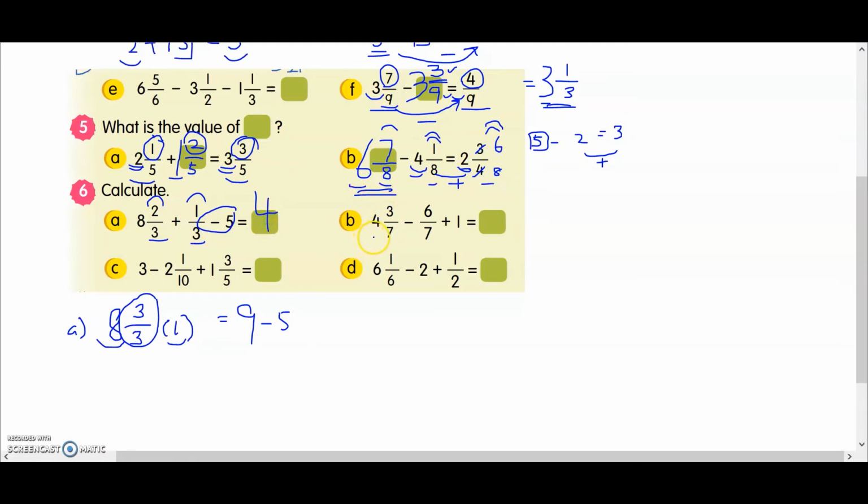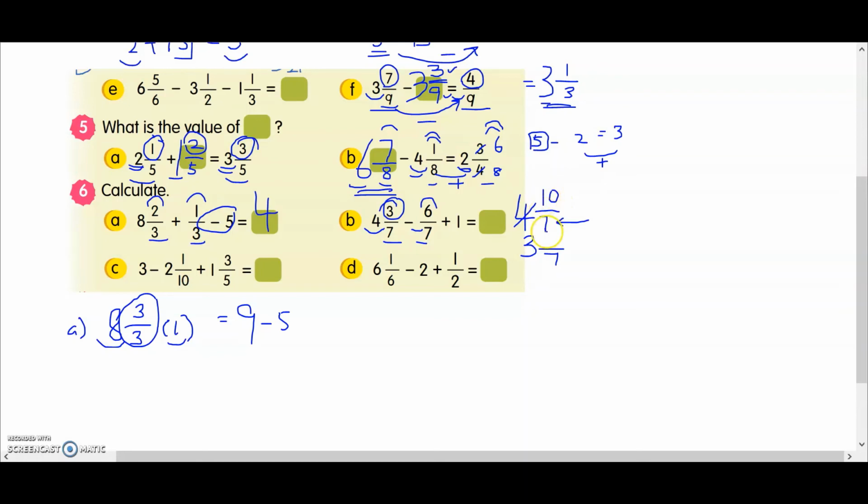Okay, B. 4 minus nothing is 4. 7 remains. 3 cannot minus 6. So what we do, we borrow from the round number. So the round number becomes 3. The 7 doesn't change. Okay, now the top number we have to plus 7. Like just now, the bottom is 7, so we plus 7, plus 1 set. Okay, so 3 plus 7, we get 10.